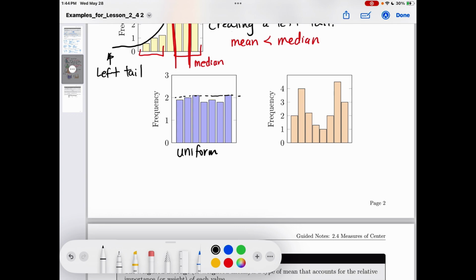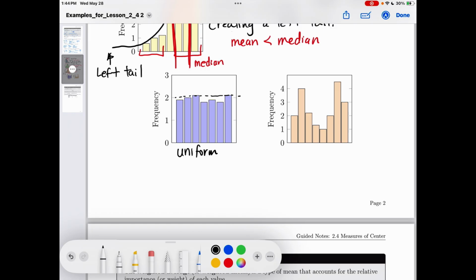Now, an example of when you might have a uniform distribution: if every locker at a school was assigned randomly and each number was used an equal number of times, the distribution of locker numbers would be uniform because you have a random chance of getting these numbers. So each one is going to occur about the same number of times.